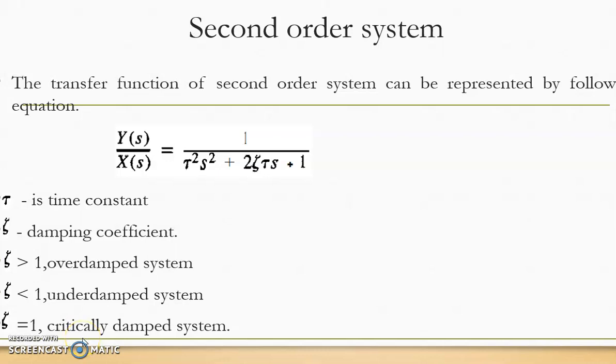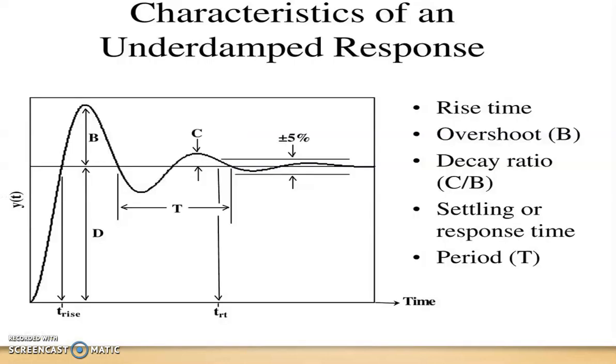When a step change is given to the second order system, the underdamped characteristics are very important parameters, and one must understand the characteristics of the underdamped second order system. This is the graph of the underdamped response for the second order system. The graph is plotted as output versus time. Y(t) is the output. Some terms are there.